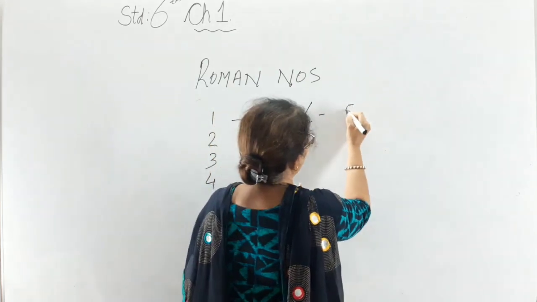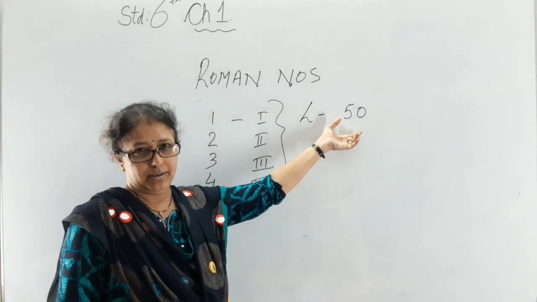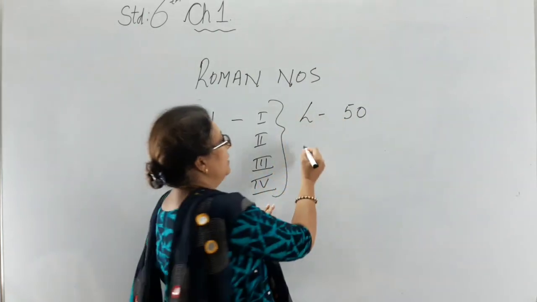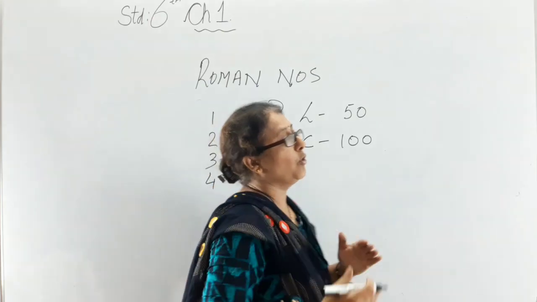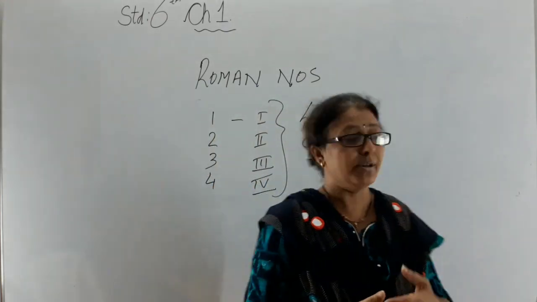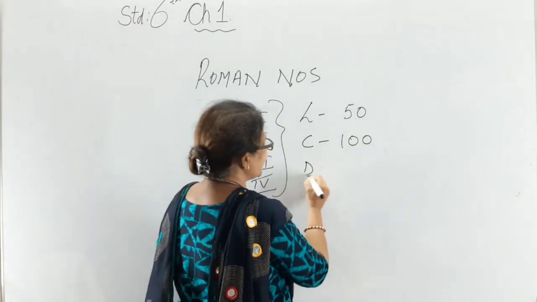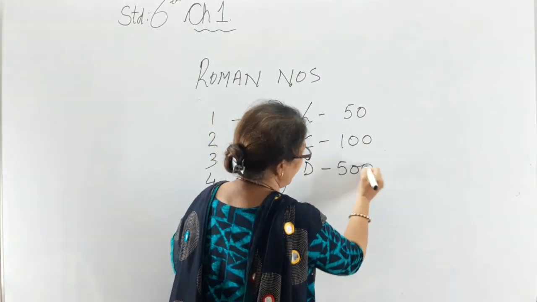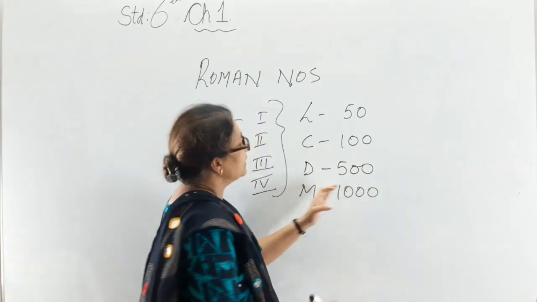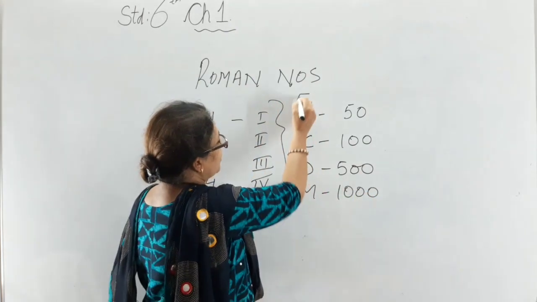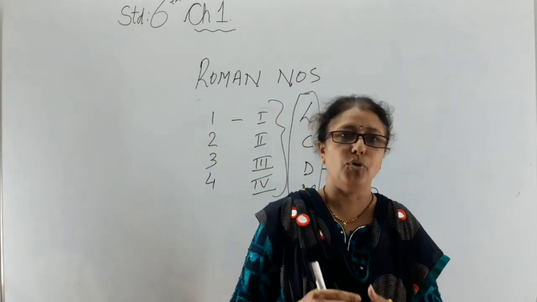For bigger numbers, we use which symbols for Roman numbers? L stands for 50. Instead of writing 50, I use L. C stands for 100. Whenever I want to go for Roman calculation of bigger numbers, I use C instead of 100. D stands for 500 and M stands for 1000. These alphabets are used for bigger calculations of Roman numbers.